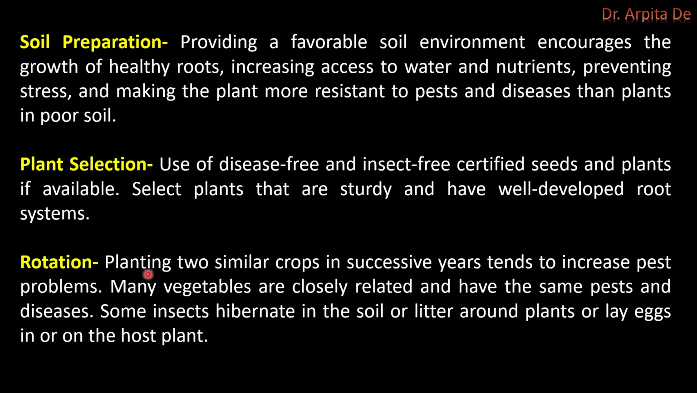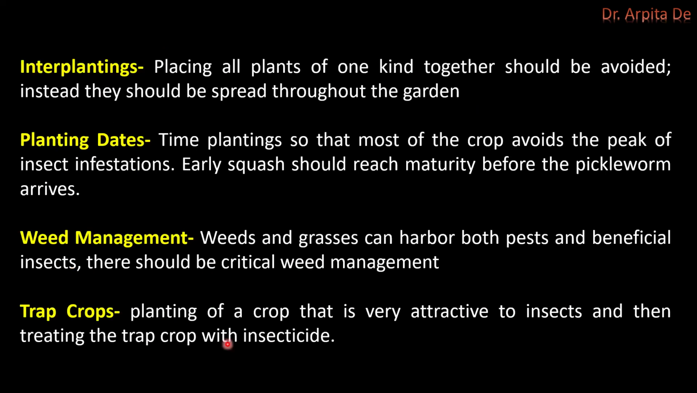Then rotation. Planting two similar crops in successive years tends to increase pest problems. The pests also get familiar with the plants, so planting the same plants over the years will create problems. Many vegetables are closely related and have the same pests and diseases. Some insects hibernate in the soil or litter around plants or lay eggs in or on the host plant. So to avoid this, different types of plants or distantly related plants should be planted.